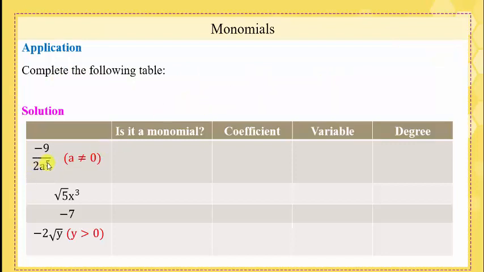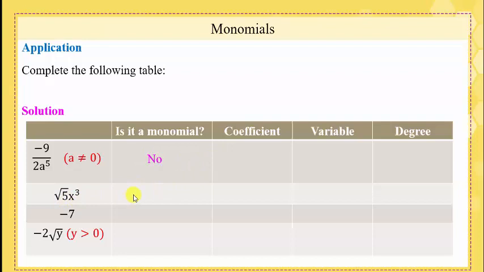Solution. Minus 9 over 2a exponent 5, where a is different from 0 because a is in the denominator, is not a monomial, since we have the variable in the denominator, and we know that a monomial is a number, a variable, or a product of a number and a variable.